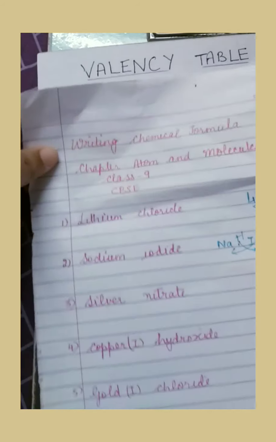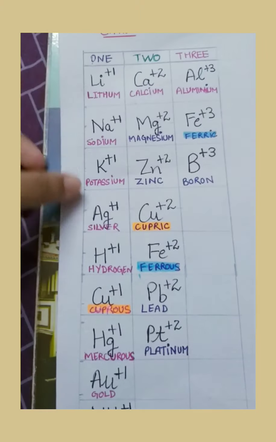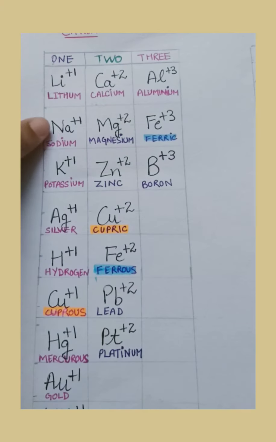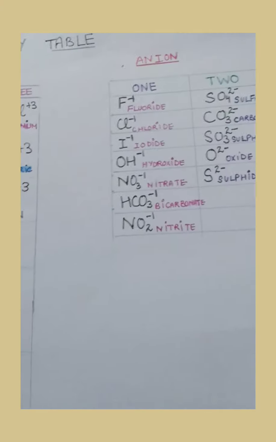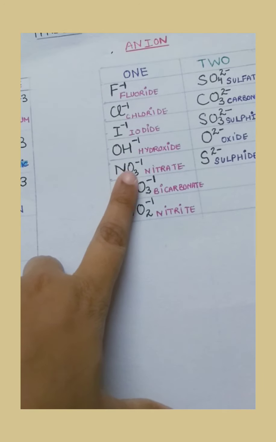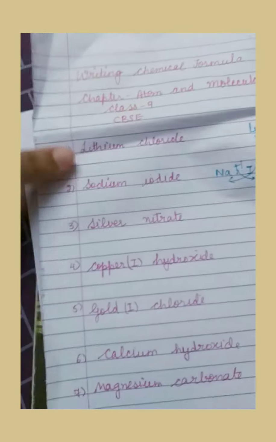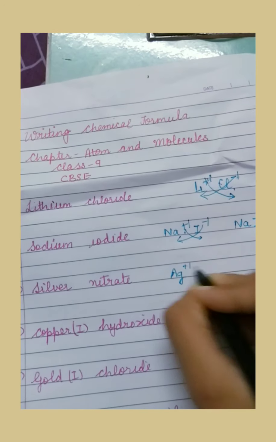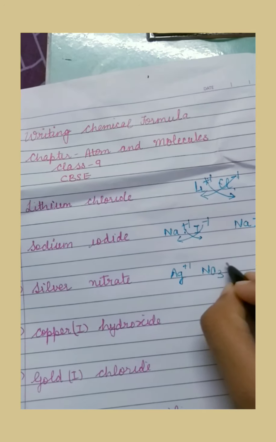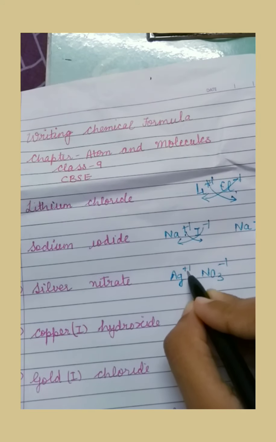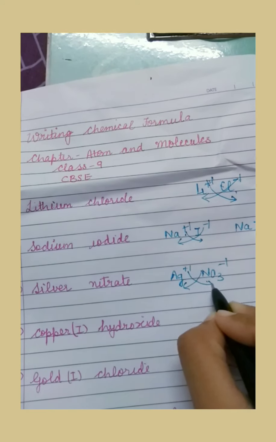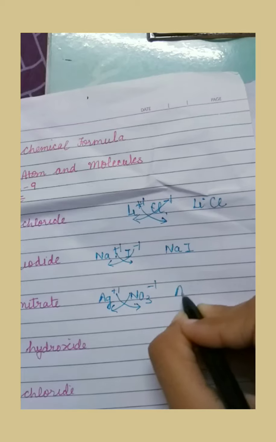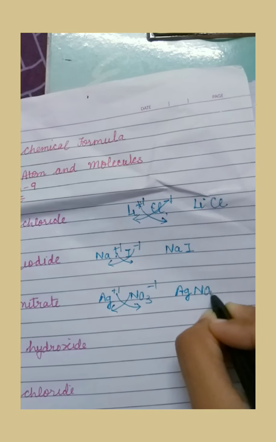Okay, now the next example is silver nitrate. The formula for silver is Ag+1, and the formula for nitrate is NO3 minus 1. So let me just write their formulas: Ag+1, NO3-1. So just cross valency and the formula becomes AgNO3.